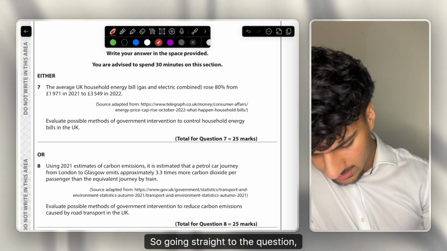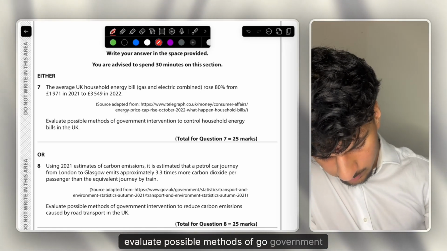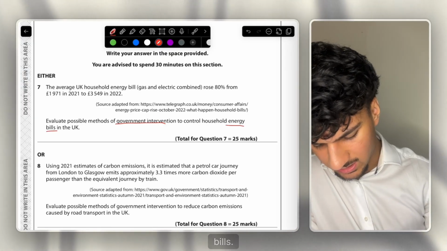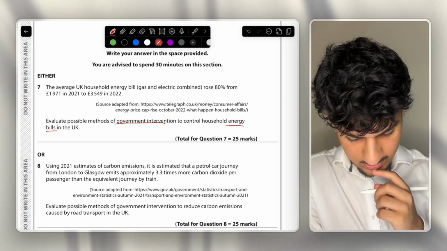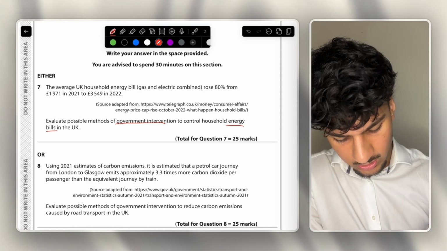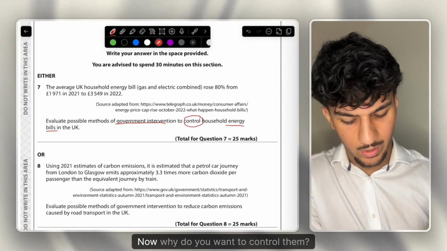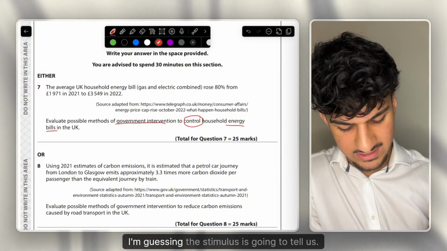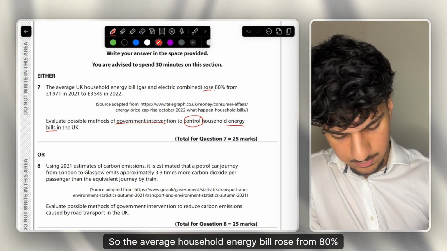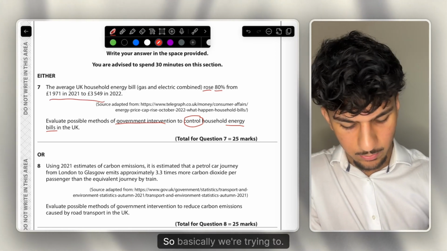So going straight to the question: evaluate possible methods of government intervention to control household energy bills. It sounds like quite a good question so far. So how can the government intervene to control household energy bills? Now, why do you want to control them? I'm guessing the stimulus is going to tell us. So the average household energy bill rose by 80% from wherever it rose from.